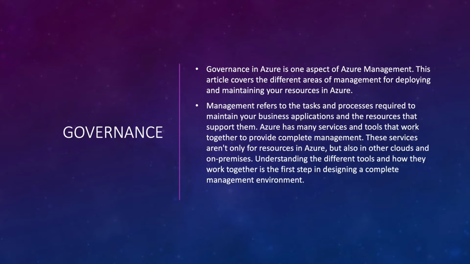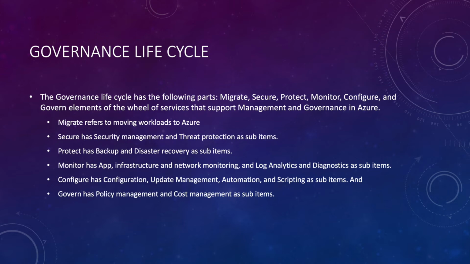So when you are doing your first initial rollout in the cloud, you really want to design the complete management environment and really understand what you're building and understand the different tools and how they work together. There's a whole governance life cycle, and it follows in certain parts: migrate, secure, protect, monitor, configure, and govern. These are all elements of a wheel. It's just easy to think about it like that and understand that management and governance in Azure basically are reiterative. You're going to keep on doing this. So if your first thing you're going to do is migrate, you're going to move your workload to Azure, or you're going to build a workload in Azure.